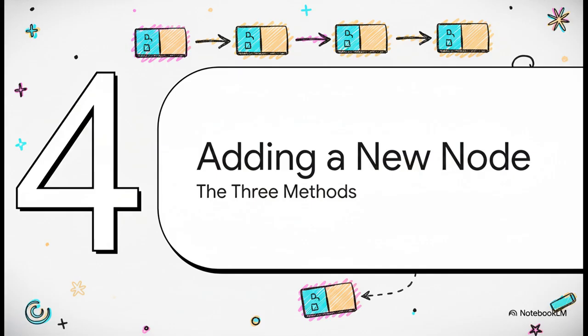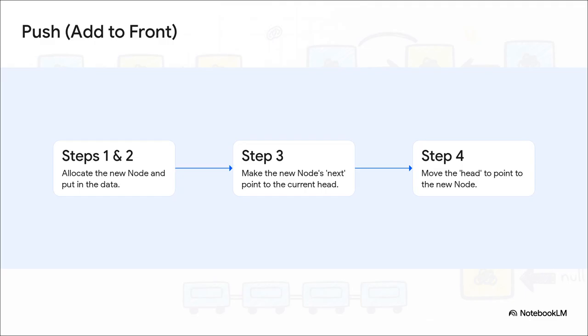So now, let's get practical. We're going to look at the three main ways you can add a brand new node to the chain we just built. The first method is called push. That's just a fancy way of saying add a new node to the very front. And this is super efficient. All you do is create your new node, you make its next pointer point to whatever used to be the first node, and then you just say, hey everyone, this new node is now the beginning of the list, the new head. That's it. Simple and incredibly fast.